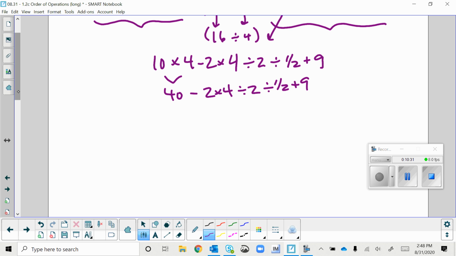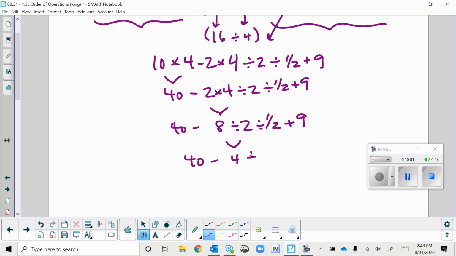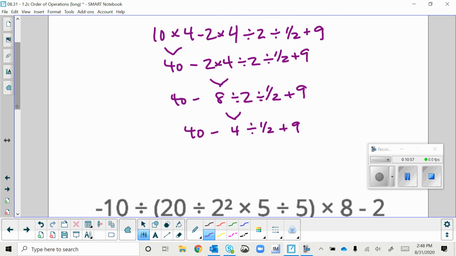So then left to right, the next multiplication or division is right here. That's 8. So I'm going to bring everything else down. And then the next multiplication or division I have is the 8 divided by 2 here. And then I have one last division. This is 4 divided by 1/2.